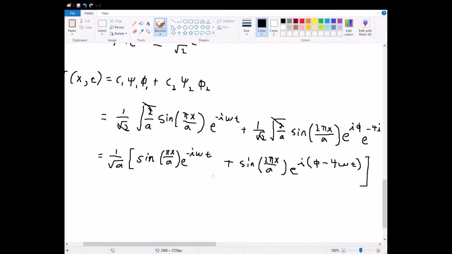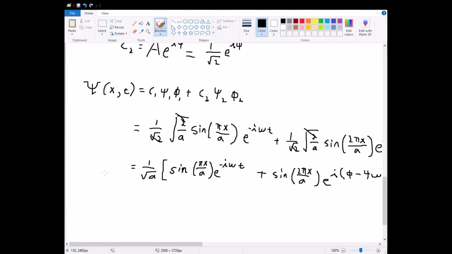Okay, but back to my original point. Evidently, this is the first point here where we're getting some differences. Originally, we did not have this e to the i phi minus 4 omega t. It was just e to the negative 4i omega t. So we have this extra phi term. We don't necessarily know what exactly that means, but let's keep going with our calculations and continue on. So the next step is to find the magnitude squared of this expression.